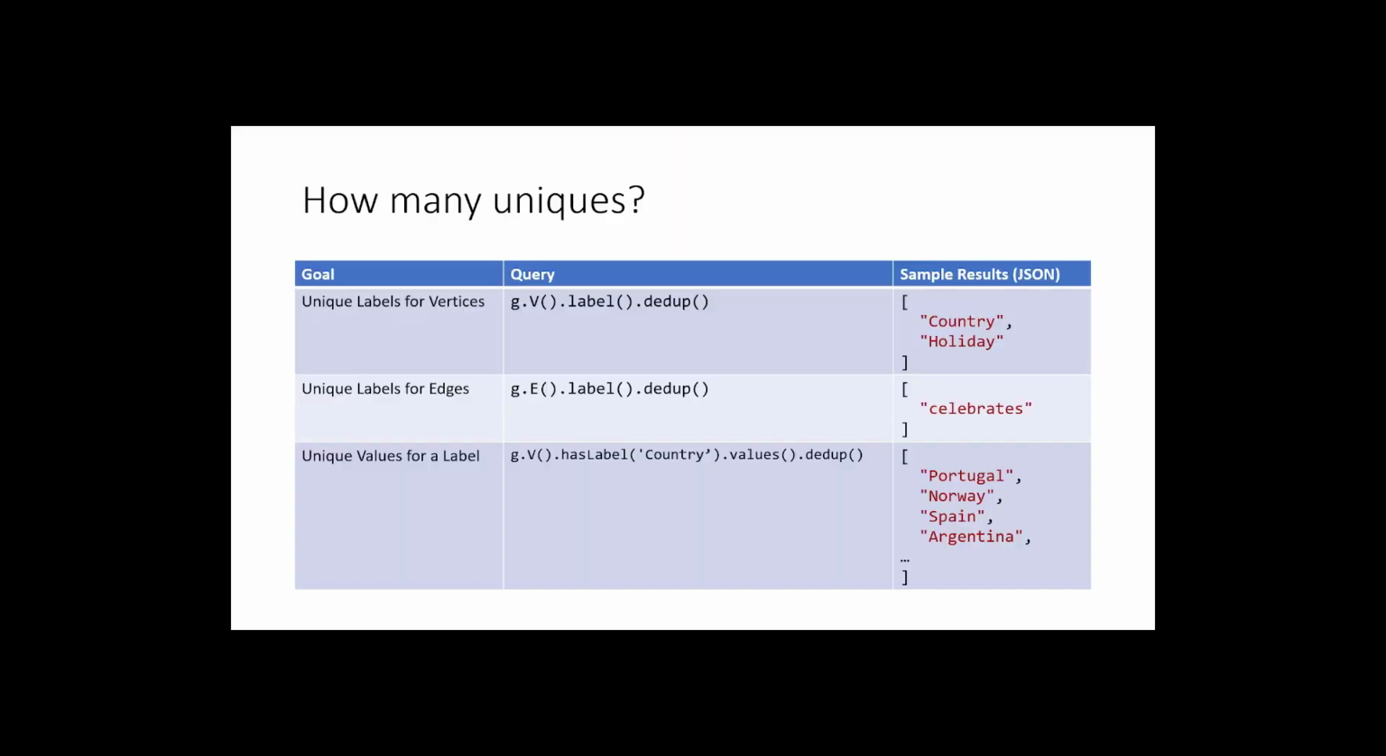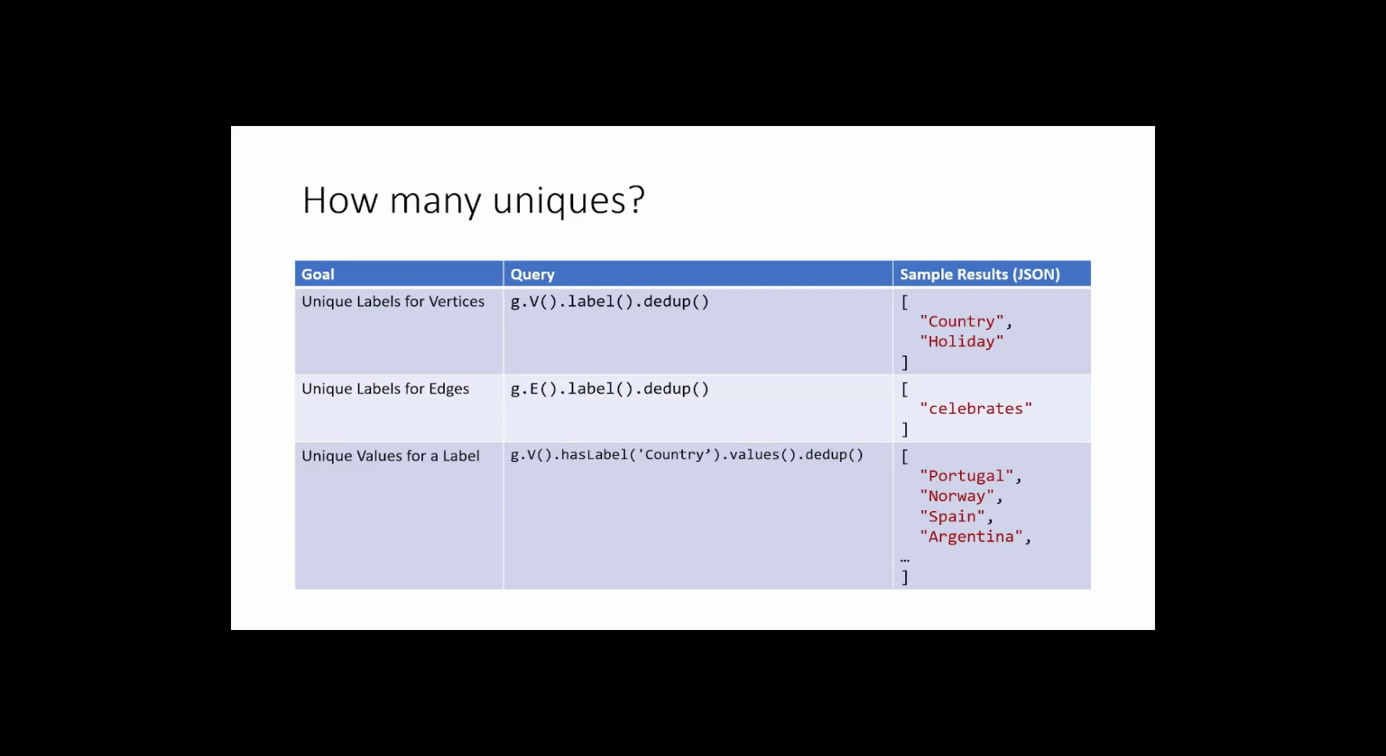Well, you can always do a g.V or .E, because edges and vertices both have labels. You can call .label, open and close parentheses, that is specifically .label singular. Many, many times I will find myself do .labels and then cringe when I see the error message. It is .label singular, and then use .dedup to deduplicate, to make unique values for our labels. Unique labels for vertices, g.V.label.dedup, return country and holiday.